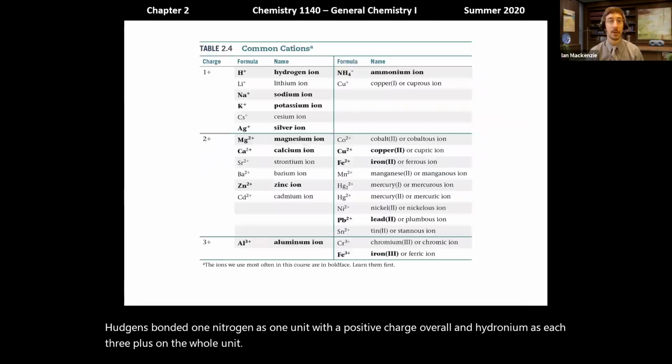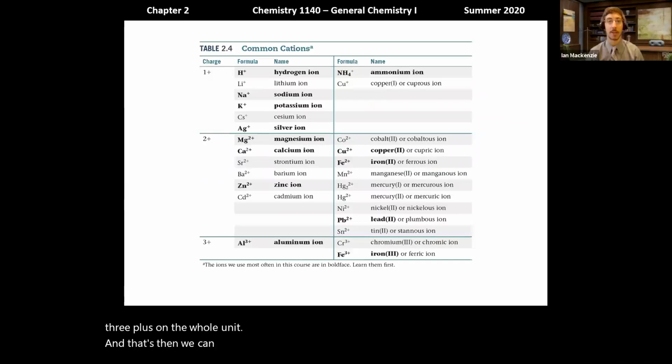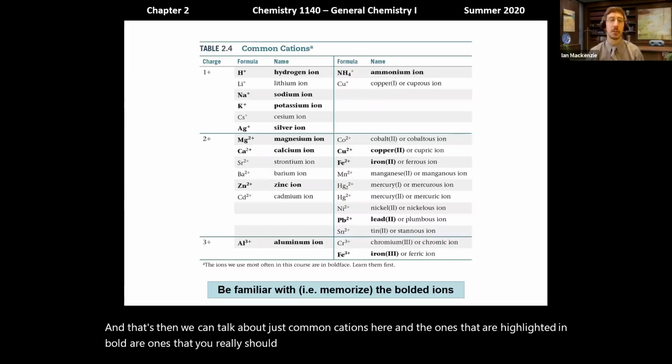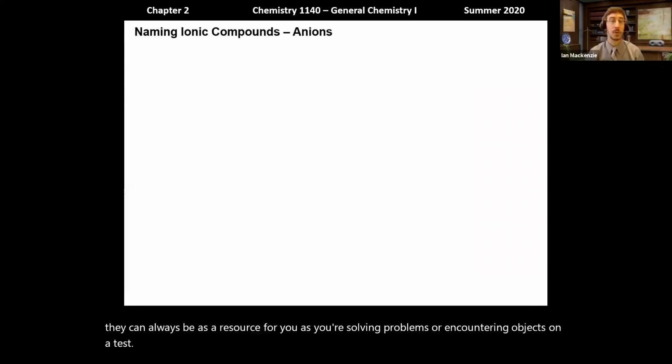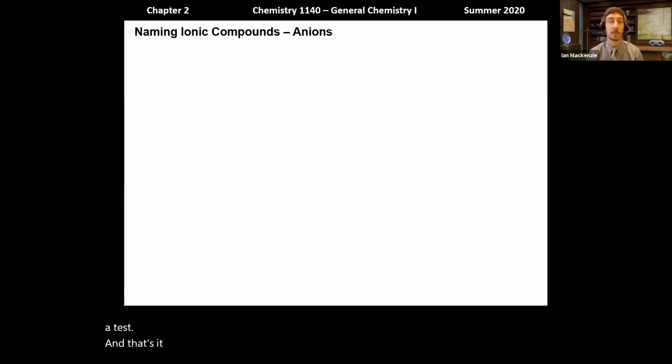And then we can talk about just common cations here. The ones that are highlighted in bold are ones that you really should be familiar with. You should memorize these. That way they can always be a resource for you as you're solving problems or encountering objects on a test. And that's it for cations. So really fairly simple, not much complication there.